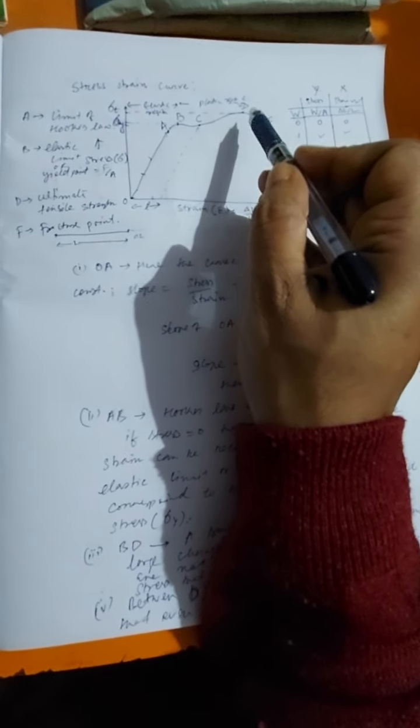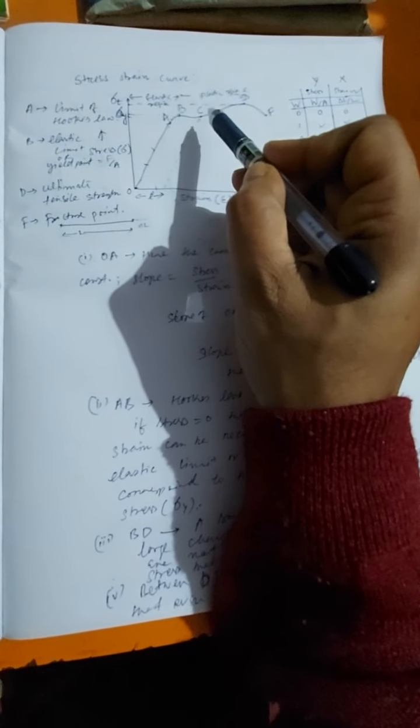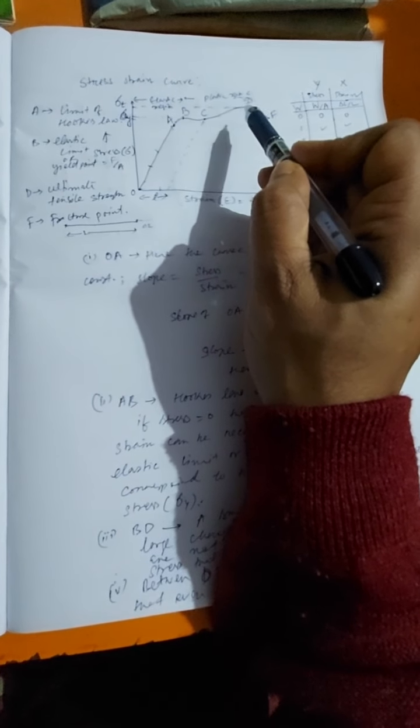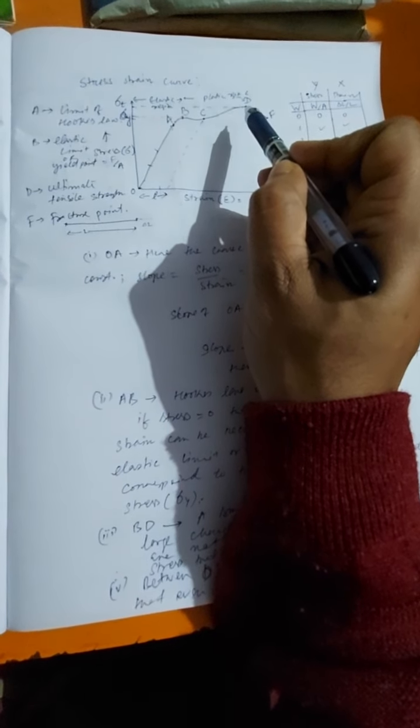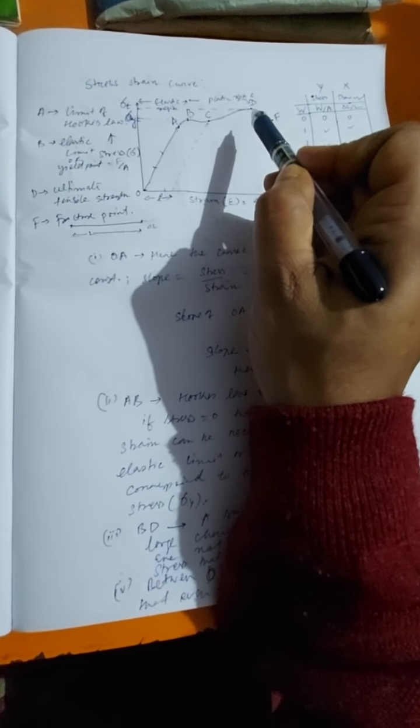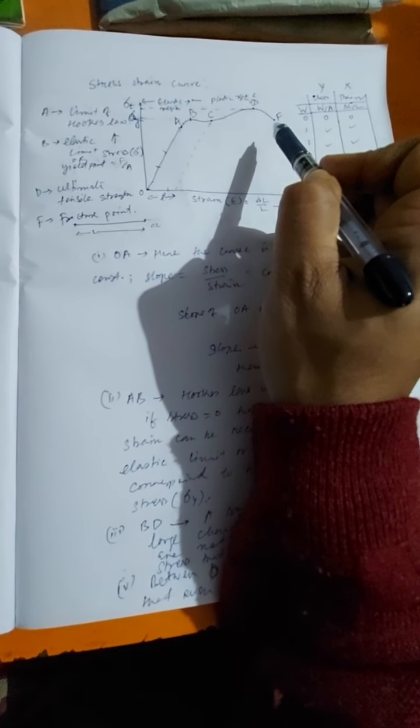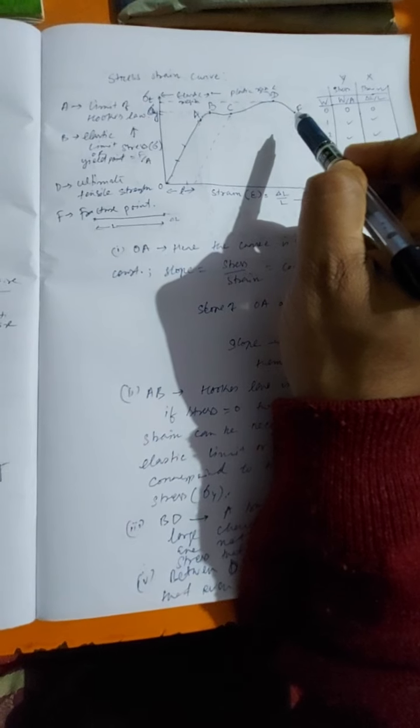Now D is the point where the material can bear the maximum stress, and beyond D the material starts breaking till a point F where the material snaps and breaks into two. So I think this is clear now. Now let us take some examples of why these graphs are useful.